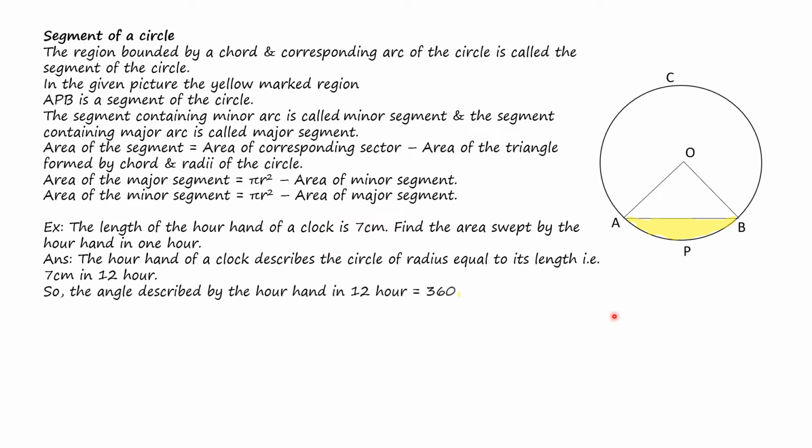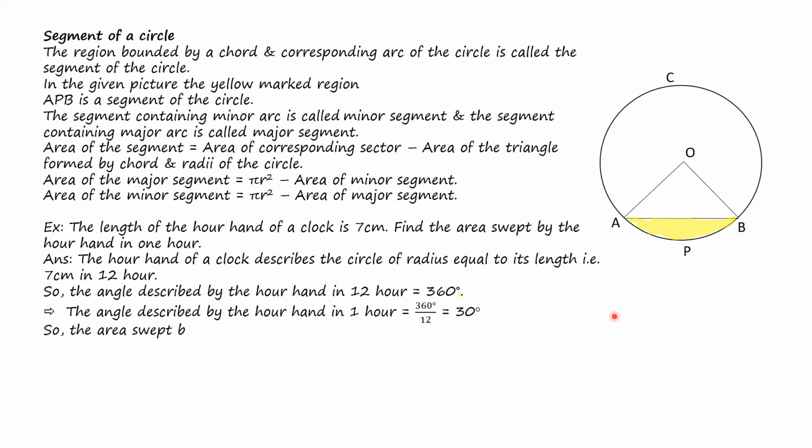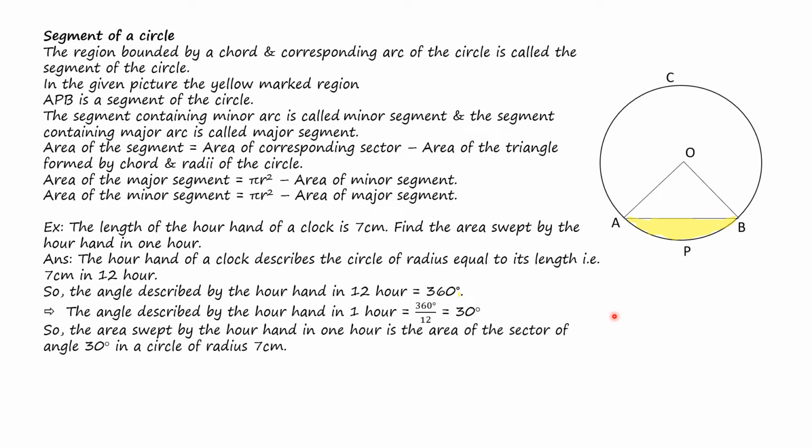So the angle described by the hour hand in 12 hours equals 360 degree, or the angle described by the hour hand in 1 hour is 360 degree by 12, which is 30 degree. So the area swept by the hour hand in 1 hour is the area of the sector of angle 30 degree in a circle of radius 7 cm.